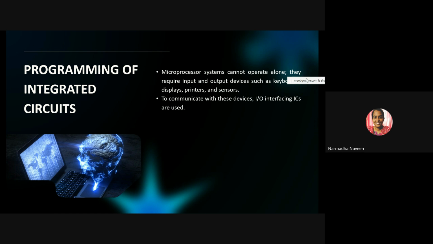So why do we need to have these? Mainly, we see that the microprocessor cannot operate alone, so they do require input and output devices, such as the keyboard, printers, or any sensors that are connected to the system. So, in order to communicate with these devices, these ICs are required. Make sure this is the purpose. This is why we need this integrated circuit.